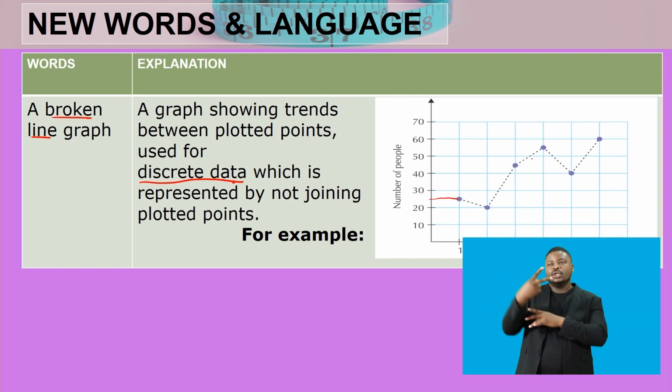So we don't join the points. If you want to join them, then you can just draw dotted lines, not a solid line. So it cannot be a straight line like that. It can only be the dotted line to show that this data is discrete because it's the number of people that can be counted. So we don't have half a person.